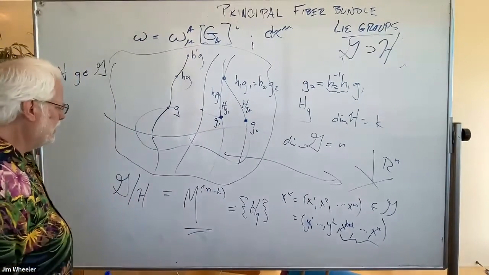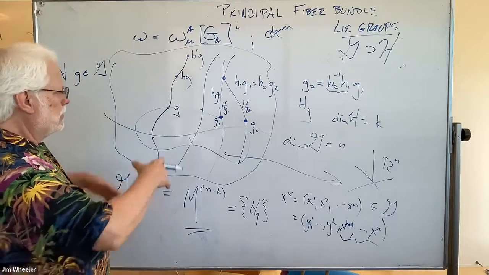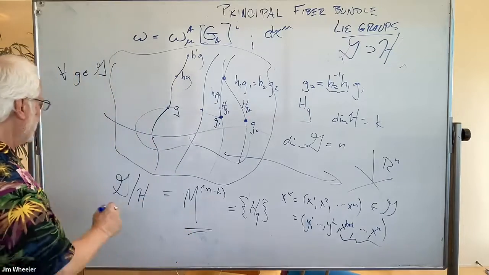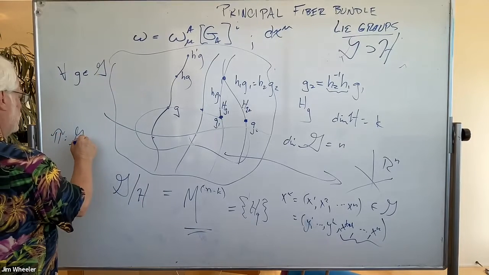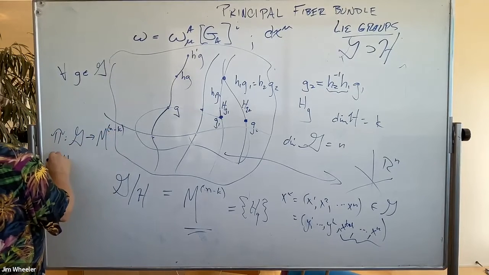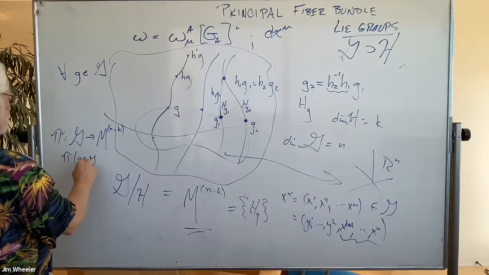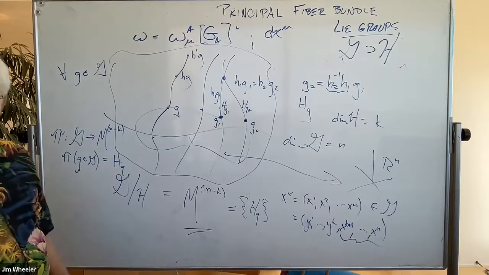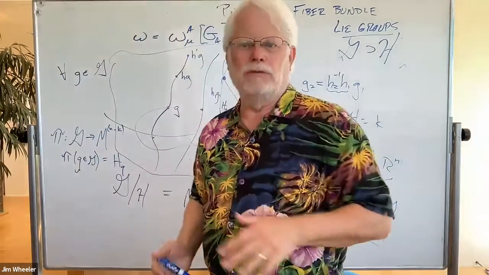So the set of cosets is a manifold. And so our projection from G into the manifold simply takes any element G of the big group and assigns it to its coset. And that's a point in the manifold. So that is a projection from the fibers to the manifold.